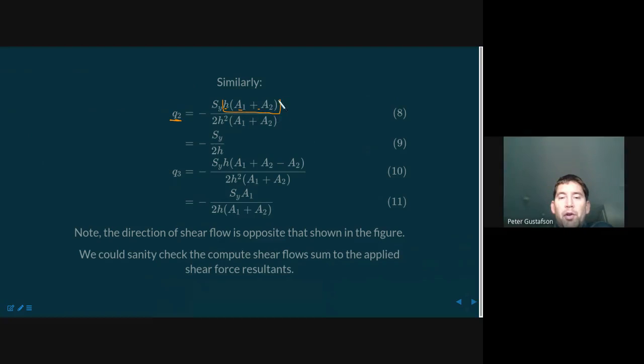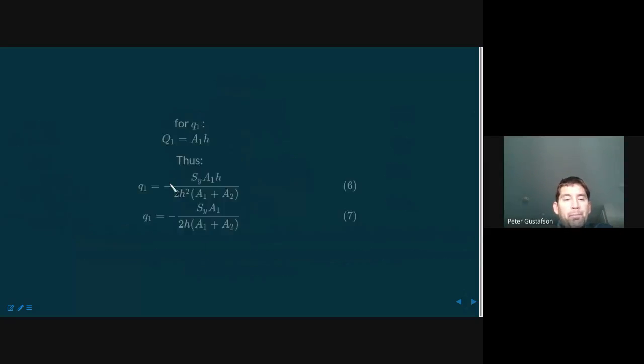But this was Q. This, of course, was still I, and we can still simplify that. And so therefore Q2 is equal to minus SY over 2H. And it's going to be relatively constant for the reasons we've already argued. Now, last but not least, of course, we can do Q3.